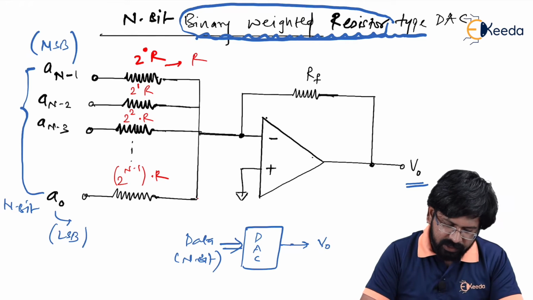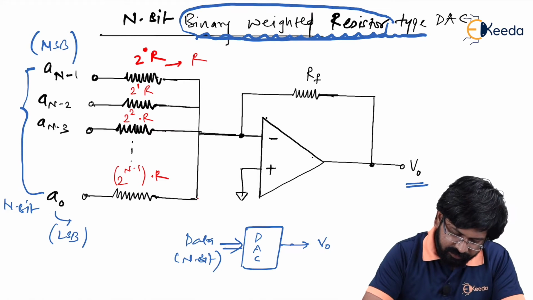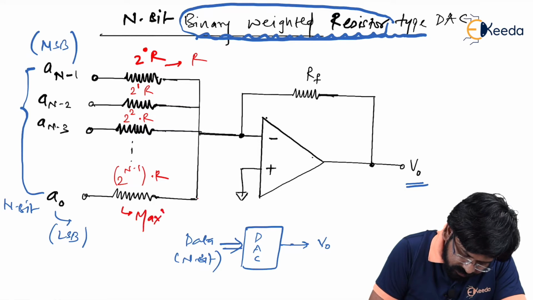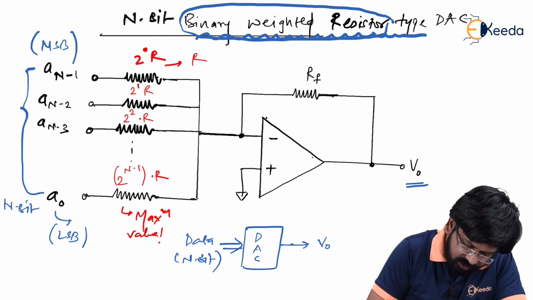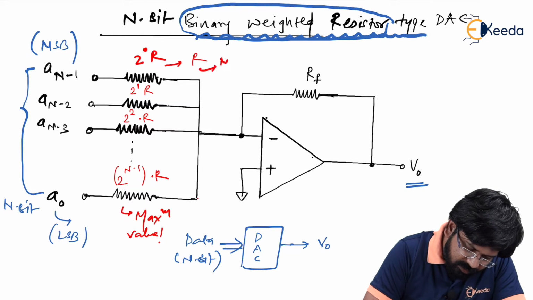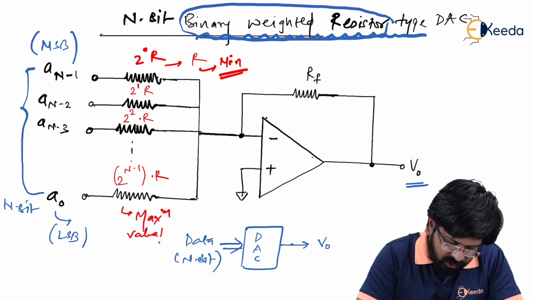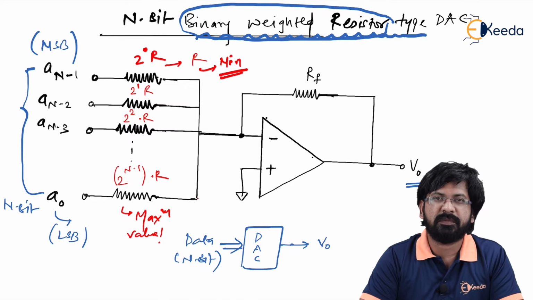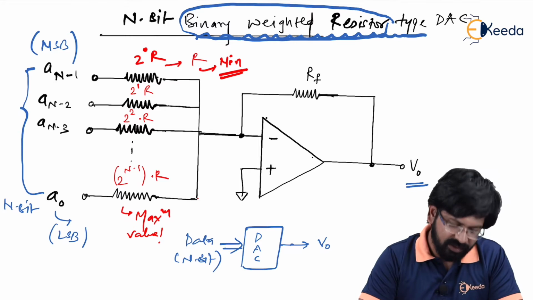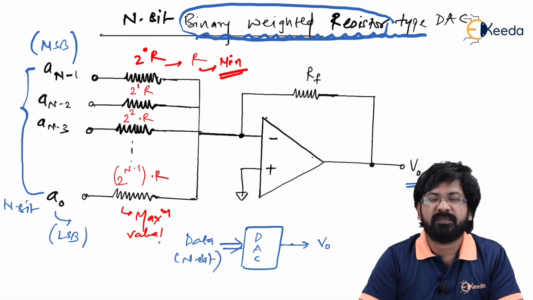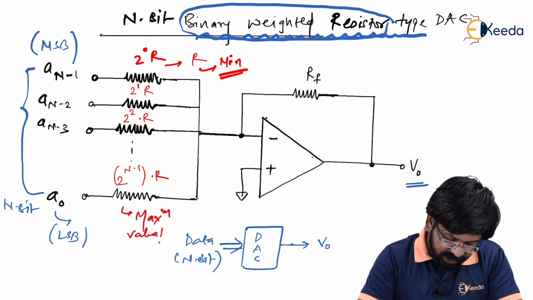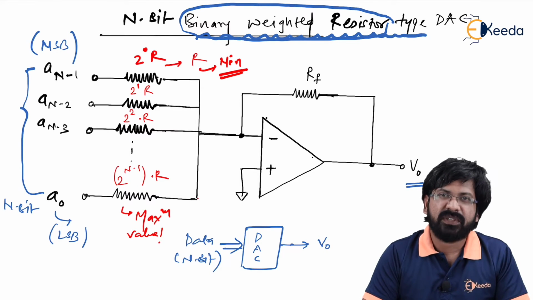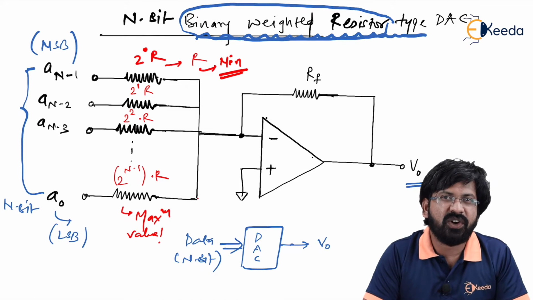Then if you actually compare these resistances, you will find that this resistance is having the maximum value. This is the maximum value resistance you use, and this is the minimum value of resistance you will find. So if someone asks you what is the minimum value of resistance used in binary weighted resistor, it is nothing but 2 to the power 0 into R, that is R itself. And the maximum value of resistance in binary weighted type resistor DAC is 2 to the power n minus 1 times R, where n is size of DAC. Remember that n is size of DAC.